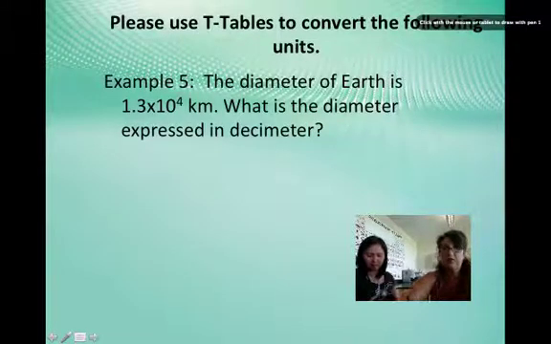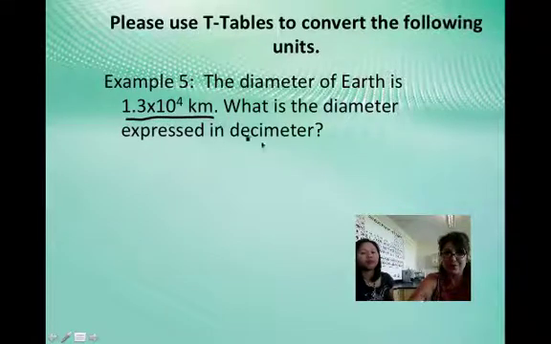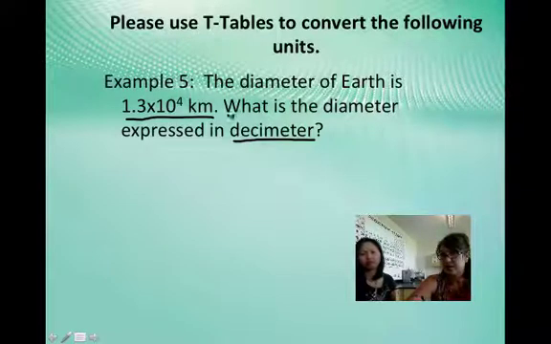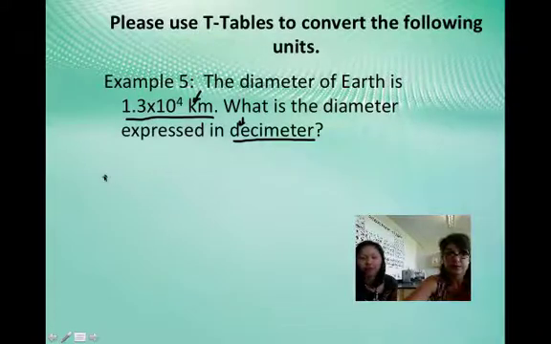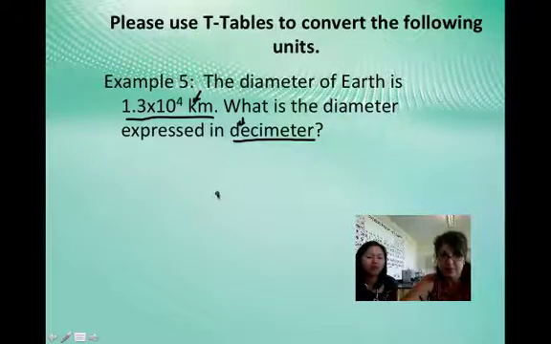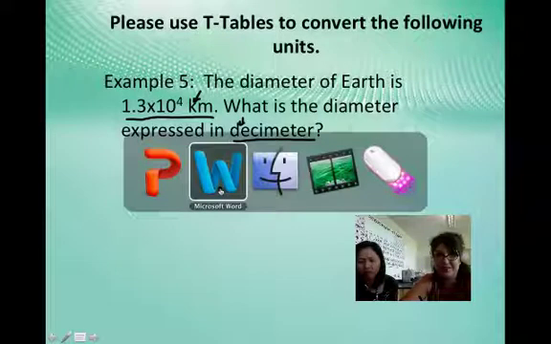Yep, that's good. The diameter of Earth is a long ways: 1.3 times 10 to the 4 kilometers. Now we want to go to the diameter in decimeters. That's 1 step on there. I think 2. Because don't go from prefix to prefix. Go home first. Before I scribble everywhere, let's go look at the staircase.